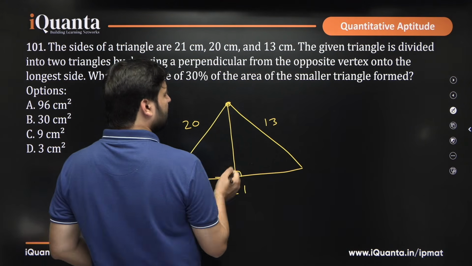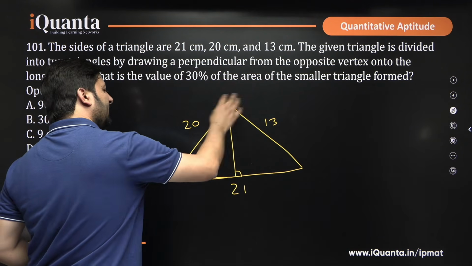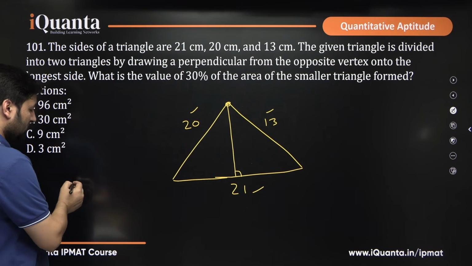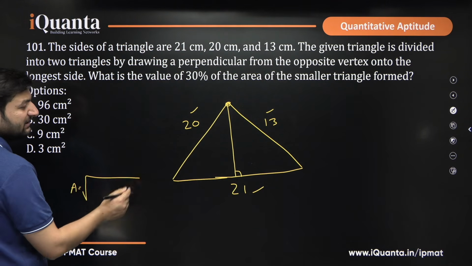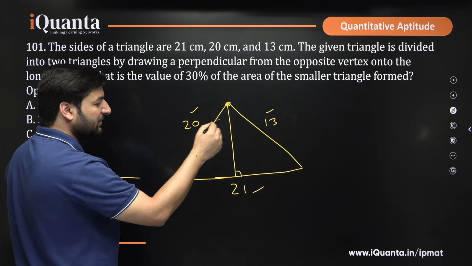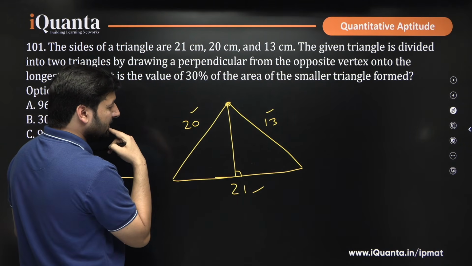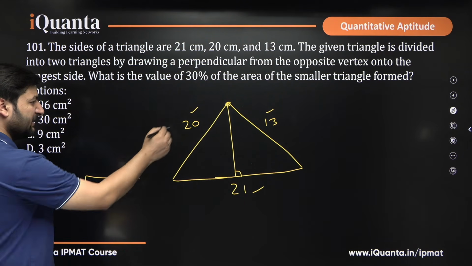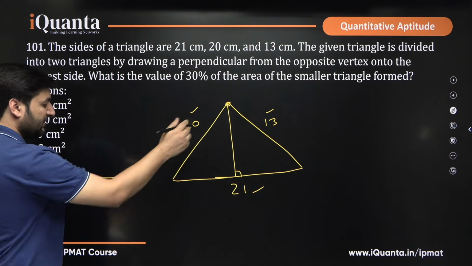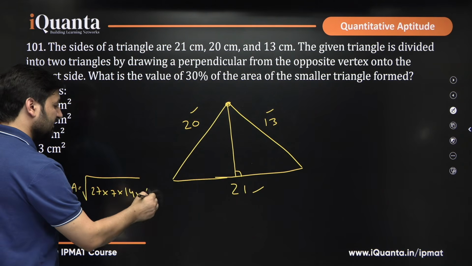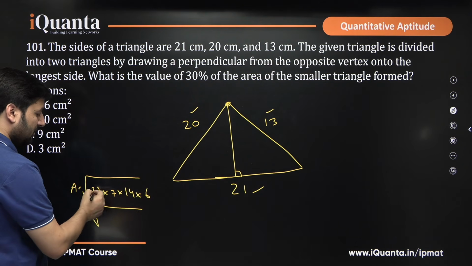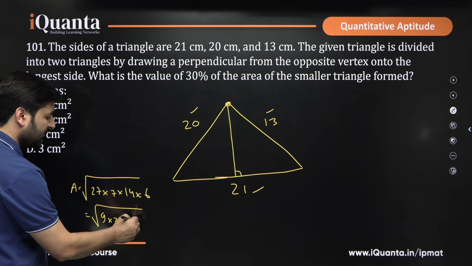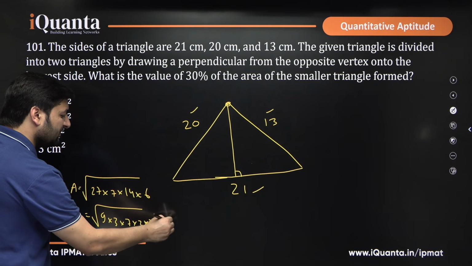We have 13 here, and can we find out the area of this triangle first? We have a, b, c, so you can use Heron's formula. The area equals under root of s, where s is the semi-perimeter, the sum of all the sides divided by 2. 20, 13, 21: 33, 54. 54 by 2 is 27. So under root s, s minus a, 27 minus 21 is 6, 27 minus 20 is 7, 27 minus 13 is 14.